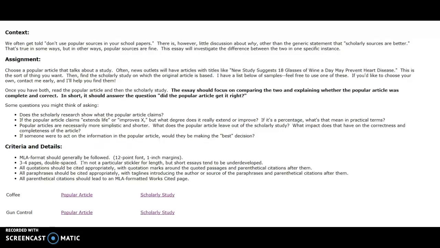So what I want you to do is choose a popular article that talks about a study. Often news outlets will have articles with titles like, new study suggests 18 glasses of wine a day may prevent heart disease. This is the sort of thing you want, okay? And then find the scholarly study on which the original article is based. Now, you don't have to do that.